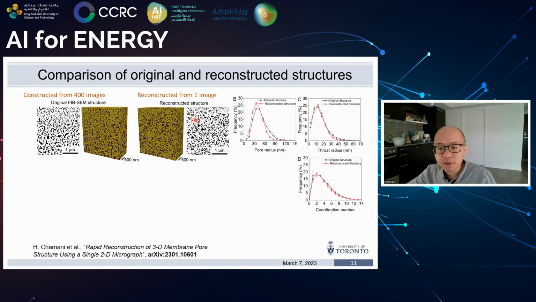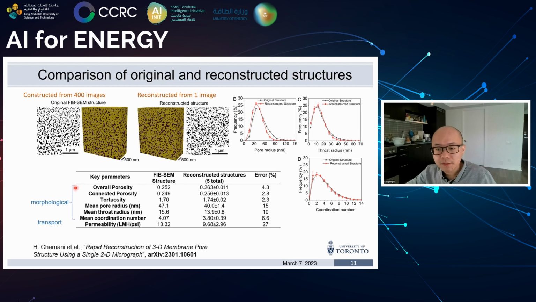To show this point, we first compare the overall property of the membrane, including the pore radial distribution and the throat radial distribution, and also the coordination number distribution. All these three distributions show remarkable similarity between the original and the reconstructed structure, especially considering the fact that here we are only using one single image for the 3D reconstruction.